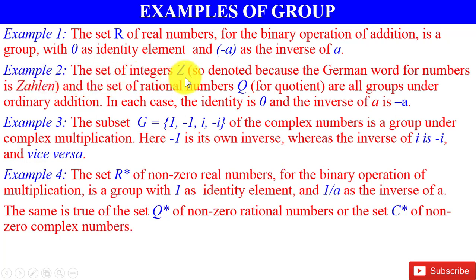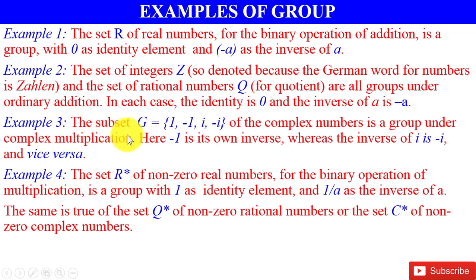Example 2. The set of integers Z and the set of rational numbers Q are all groups under ordinary addition. In each case, the identity element is 0 and the inverse of A is minus A. That is, inverse of 1 is minus 1, inverse of 2 is minus 2, inverse of 5 is minus 5, etc.